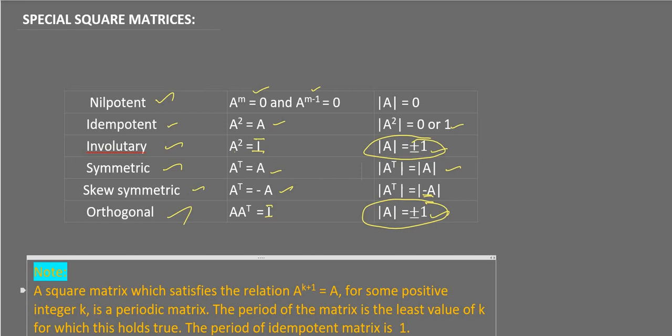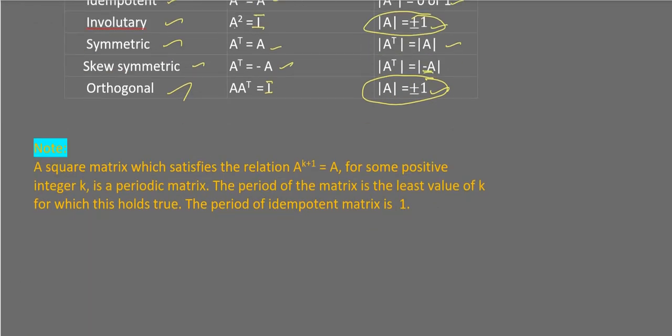Next, an important note: a square matrix which satisfies the relation A power k plus 1 is equal to A for some positive integer k is said to be a periodic matrix. The period of a matrix is the least value of k for which it holds good, and the period of an idempotent matrix is 1.